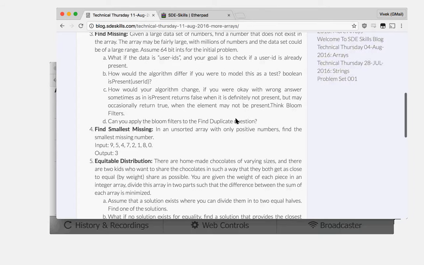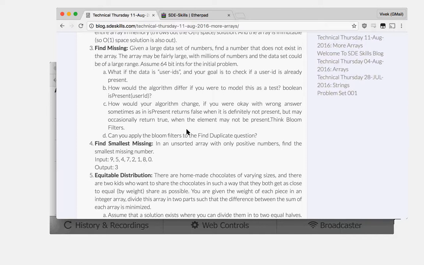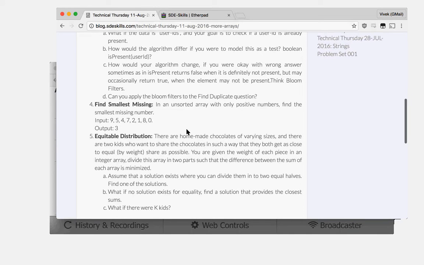So I'm going to just post the fourth question and move on. We're not going to discuss it, which is how will you apply the concept of Bloom filters in the find duplicate question, which is basically finding a duplicate element instead of a missing element. It's something for you to think about. I think it's an interesting variation. So think about it. Let's move on to the next question, which is interesting in its own way.